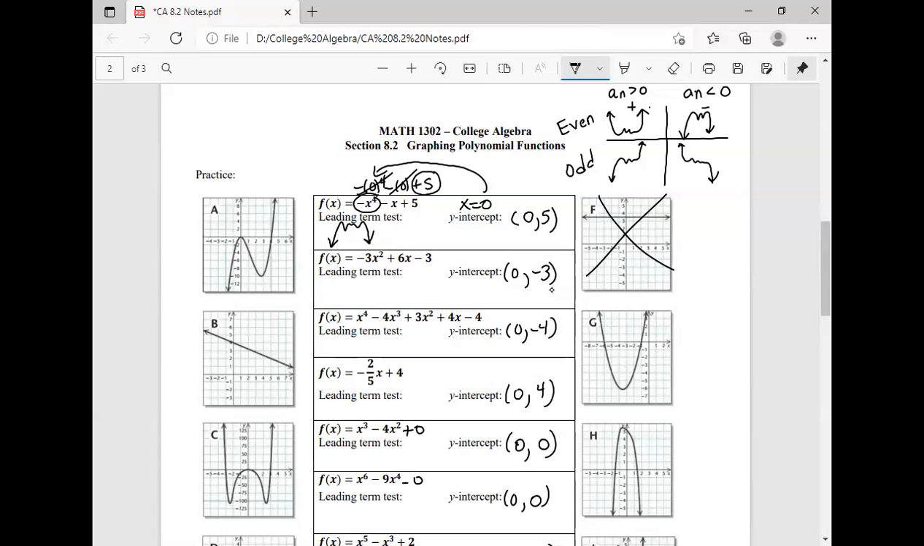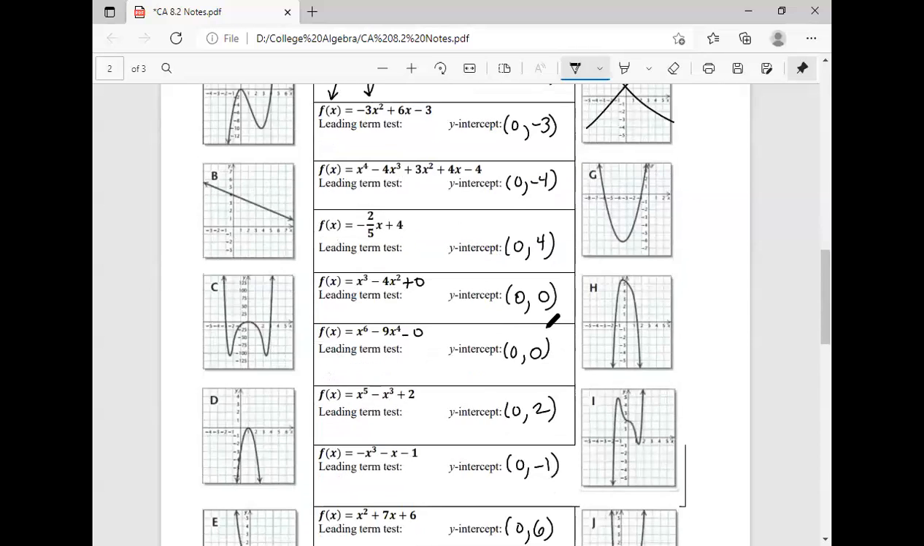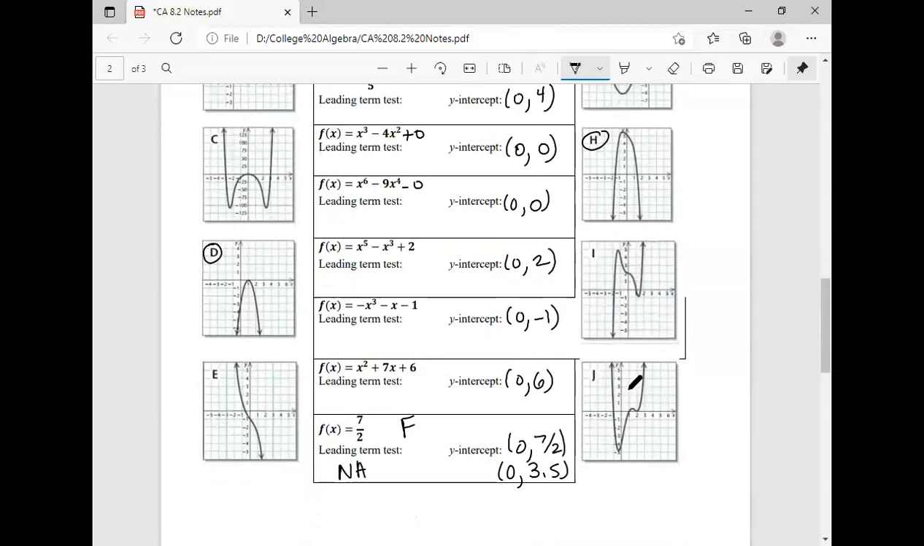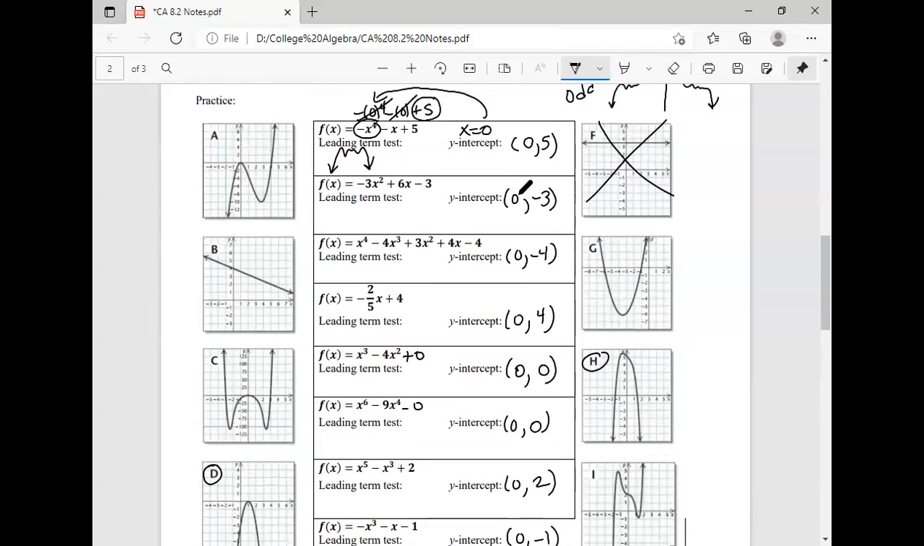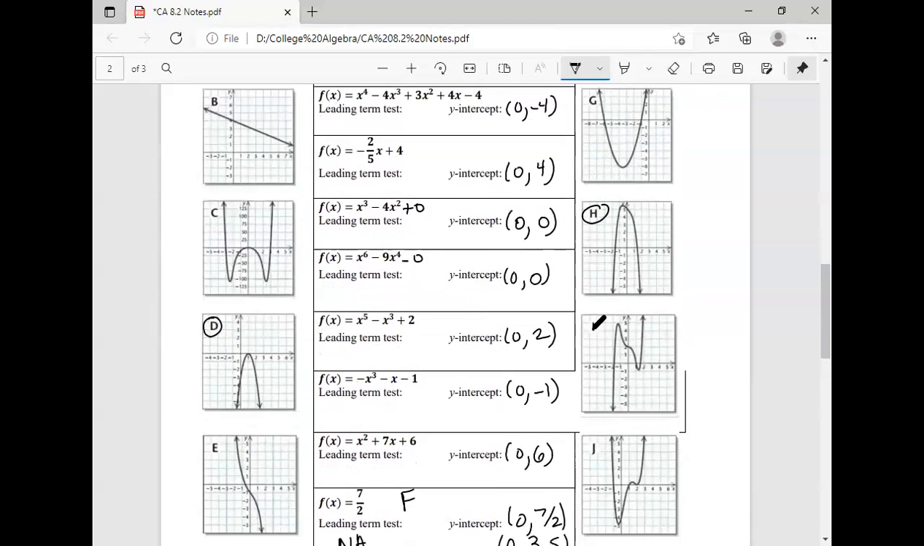Okay, so I'm going to scroll through my graphs to look for endpoints that are facing down. It looks like H has both of them facing down. D has both of them facing down. Y'all see any more? So now we've got to decide based on our y-intercept. Is it H or D? The y-intercept is supposed to be 0, -3.